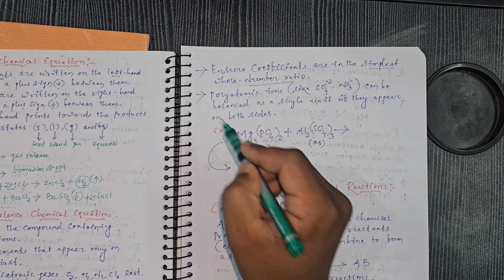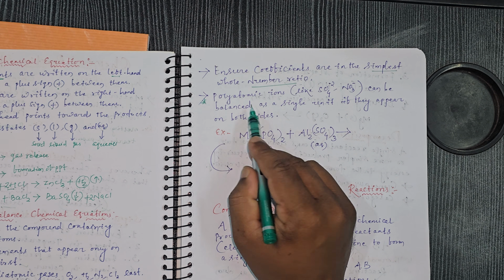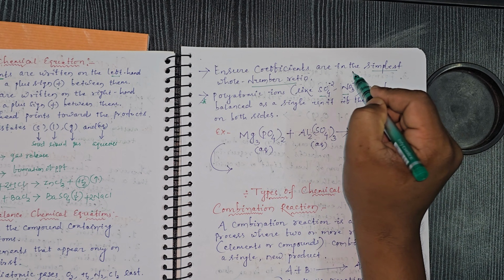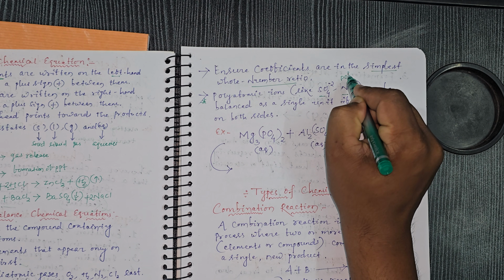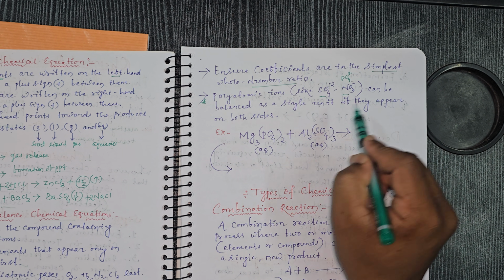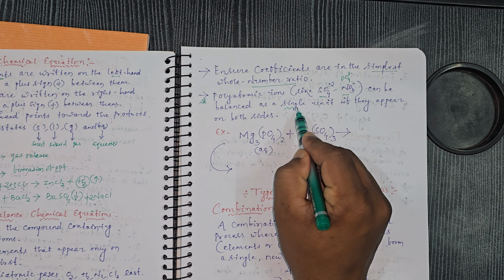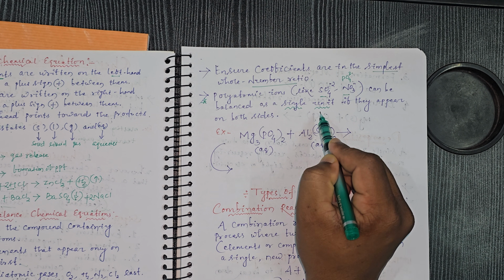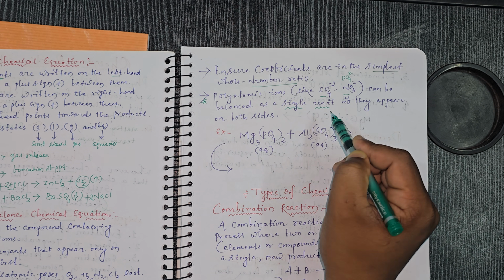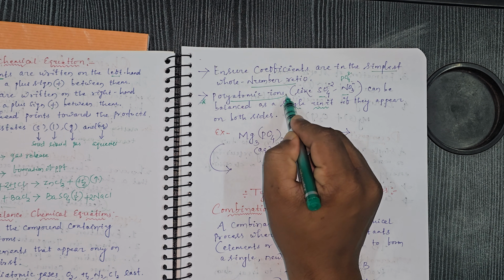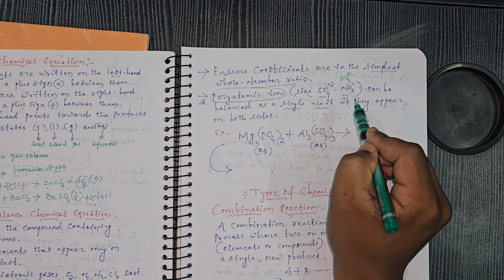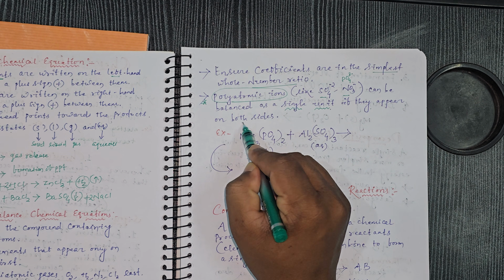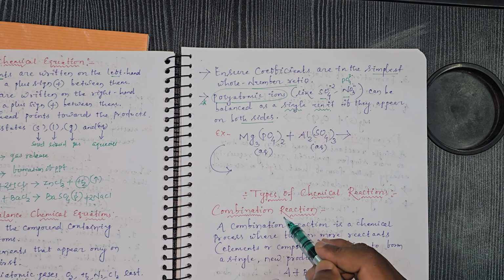Okay, so the next point you need to understand: ensure the coefficients are in the simplest whole number ratio. Clear? And the most important line here: the polyatomic ions like sulfate or nitrate or even phosphate, like PO4 3-, can be balanced as a single unit. Remember that this is the most important point of this particular scenario. Whenever you talk about polyatomic ions, they are always represented as a single unit if they appear on both the sides.